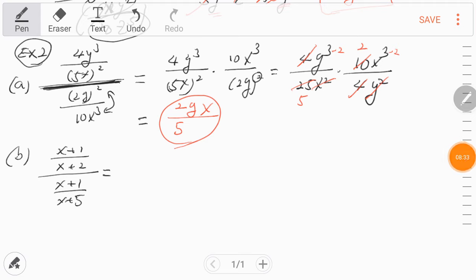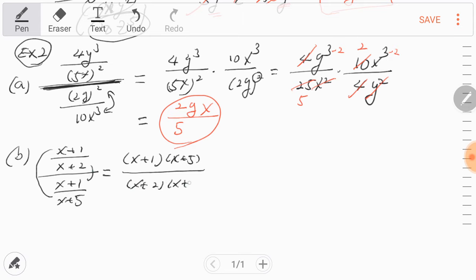Okay, in this example, let's simplify this complex fraction. So why don't we use B? Multiply the outer part, x plus 1 times x plus 5 over, multiply the inner part, x plus 2, x plus 1. Okay, then as we can see here, we can cancel out x plus 1. So the numerator is x plus 5 over x plus 2.